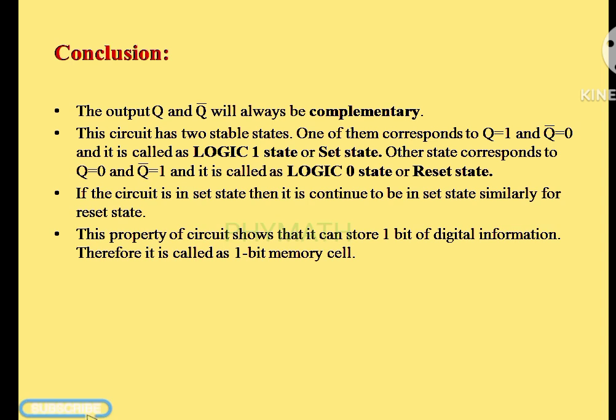Now third conclusion, if the circuit is in set state, then it will continue to be in set state. Similarly, if the circuit is in reset state, then it will continue to be in reset state. And this property of the circuit shows it can store only one bit of digital information. That's why it is also called a 1-bit memory cell.